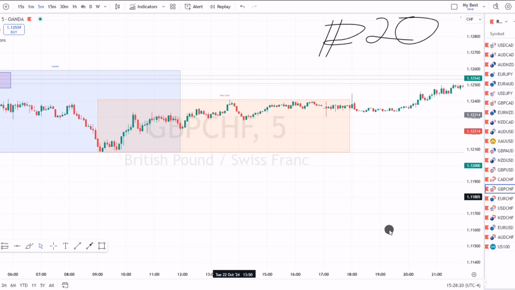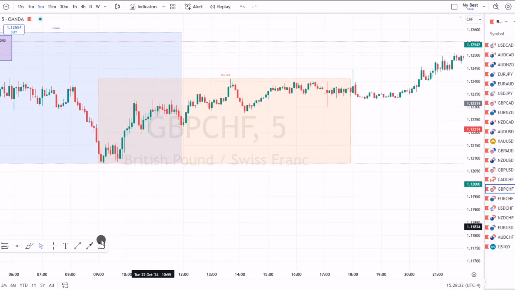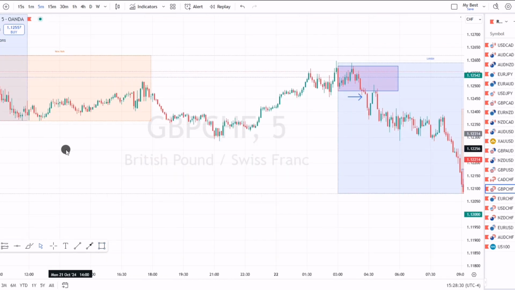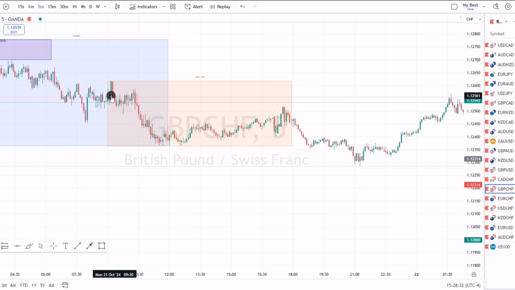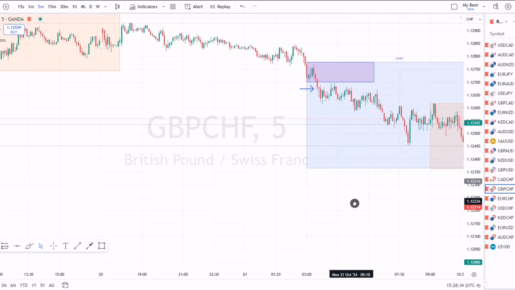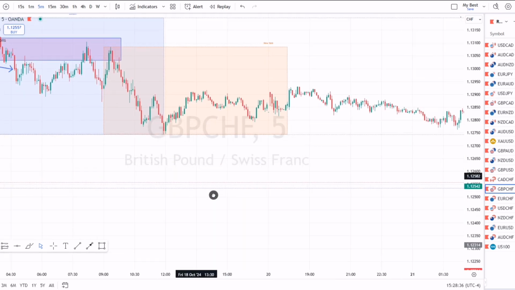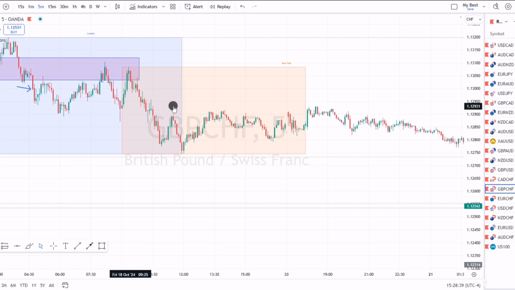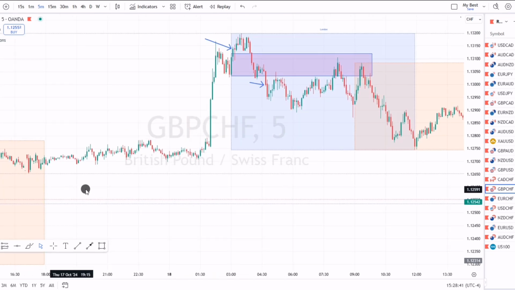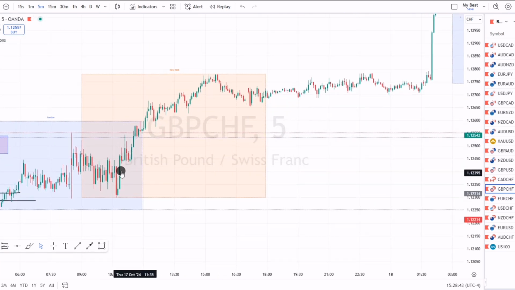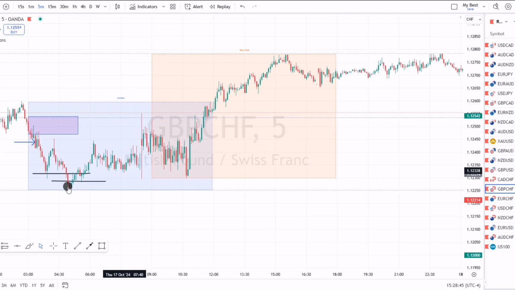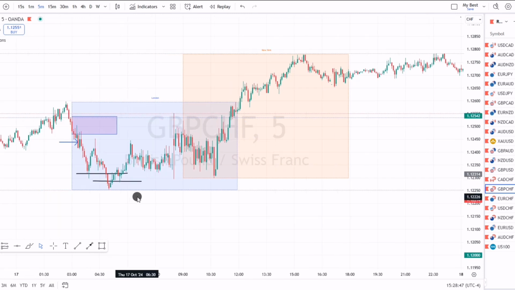Let me zoom in. Which one is the first candle? Is it that one? On the second attempt. Right there on the second attempt. Right there on the second attempt again. Looks like the New York session is also not bad.